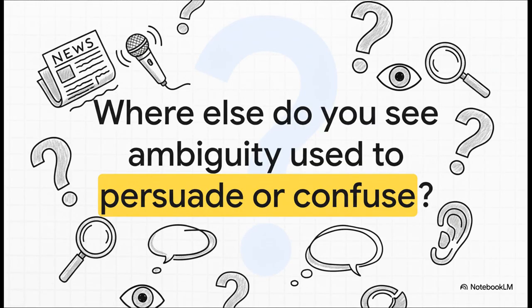So, I'm going to leave you with this question. Now that you know what to look for, where else do you see ambiguity being used to either persuade or just confuse people? In the news headlines you read? In speeches from politicians? How about just in everyday conversations? Keep your eyes and ears open. You might be really surprised by what you find.